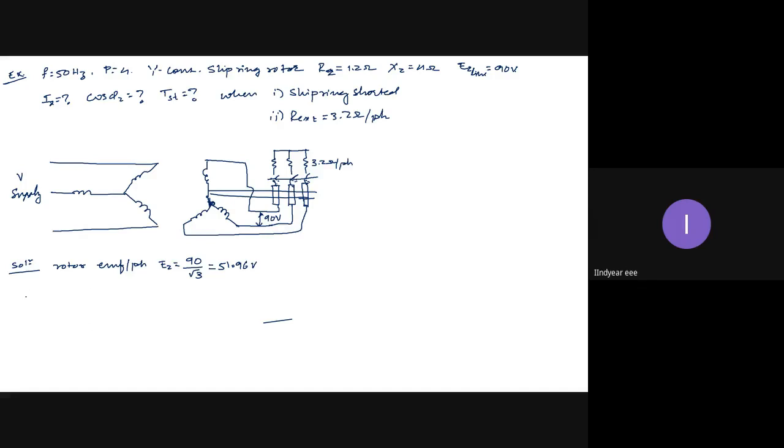Okay. So in case 1, the first case, when the slip rings are short circuited, my R2 is equal to 1.2 ohms. So no external resistance is added into the rotor circuit.